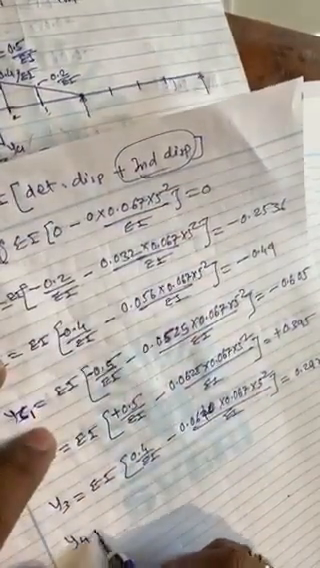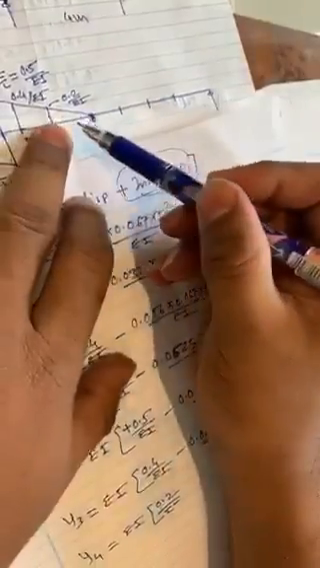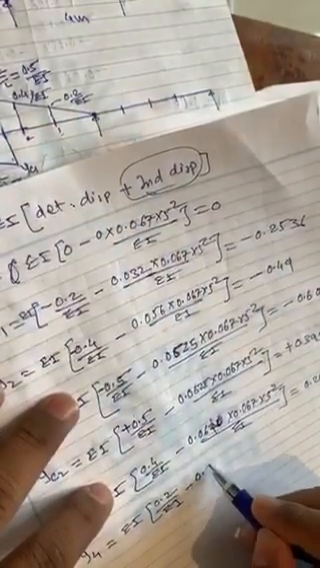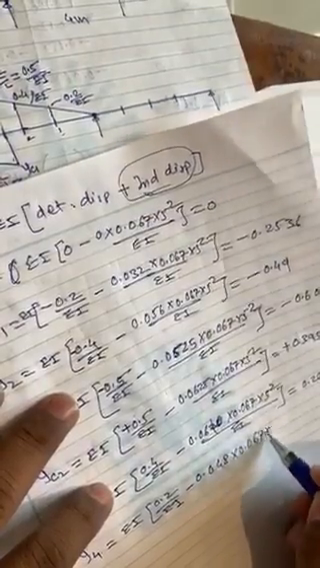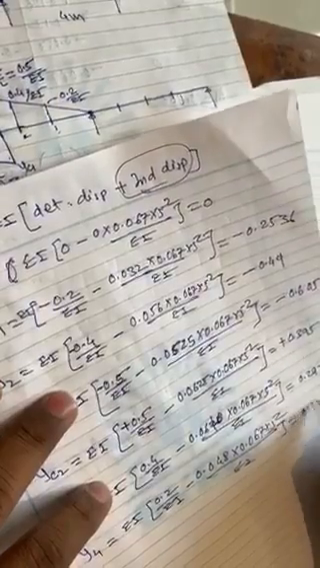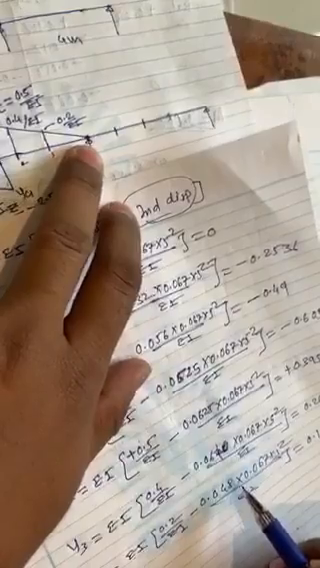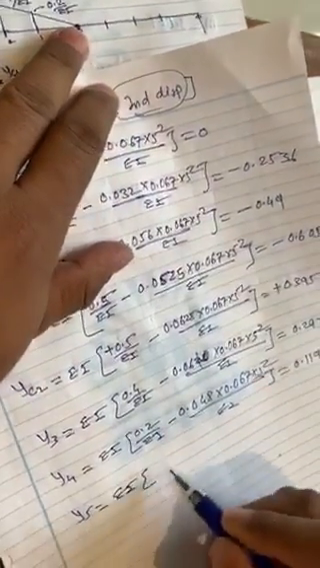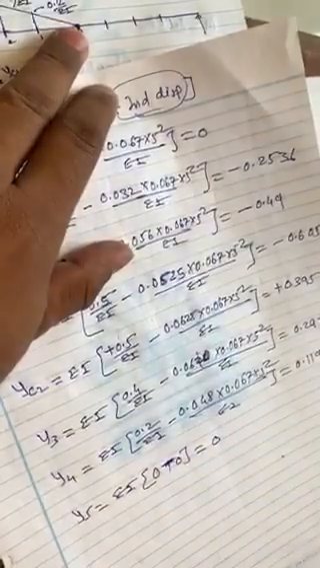Similarly, y4 is equal to EI into bracket 0.2 by EI. You can note the determinate displacement here, 0.2 by EI positive, minus 0.048 into 0.067 into 5 square divided by EI, and this value comes out to be plus 0.119. And then at the center, the determinate displacement is 0 and k is 0, so y5 is EI into 0 minus 0, which comes out as 0.